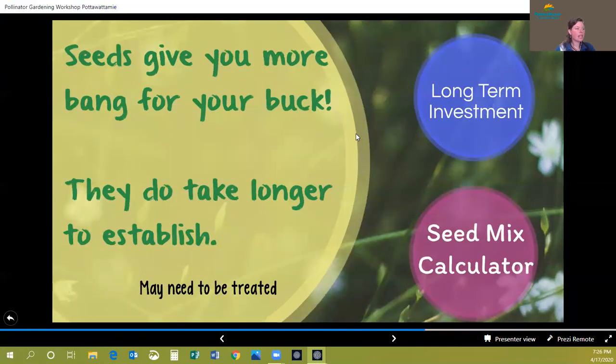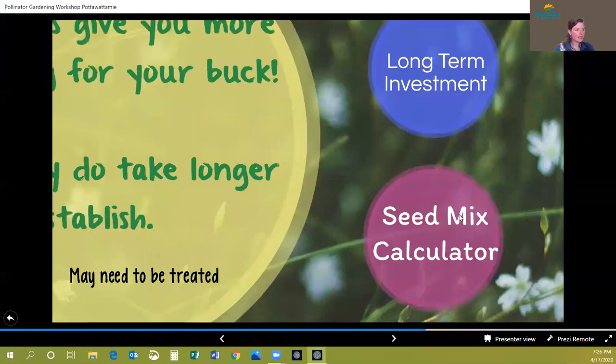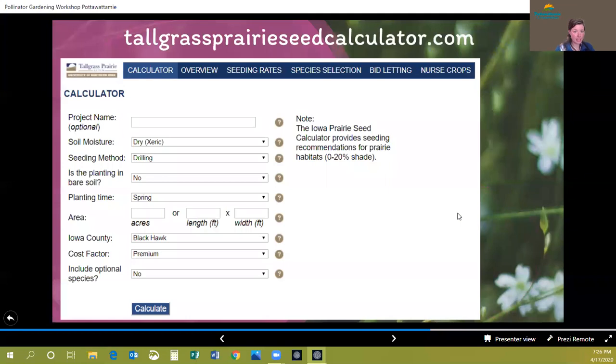Okay, so that's if we're doing seeding. Now, with seeding, you can get a higher diversity mix, right? You can get 30 to 100 different species, and we know that more diversity is a healthier, stronger, more resilient ecosystem. So there are different things out there that you can find and use for free.